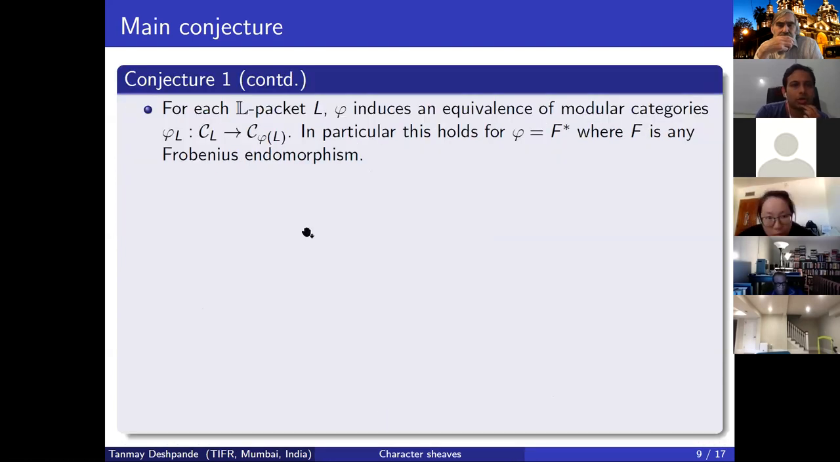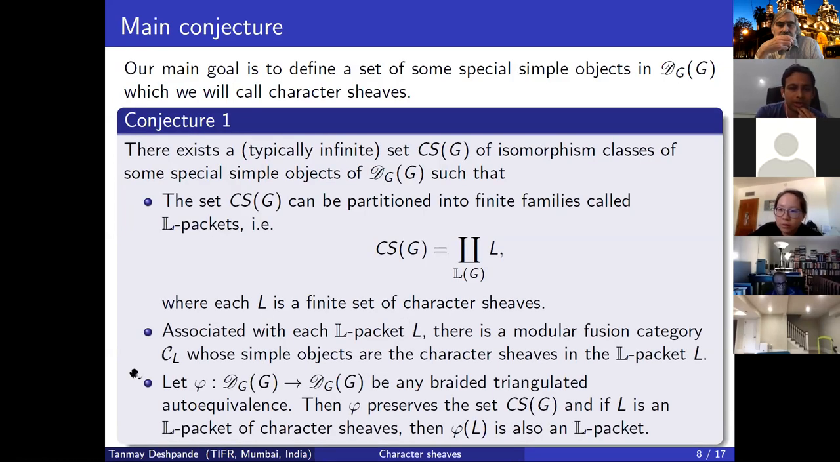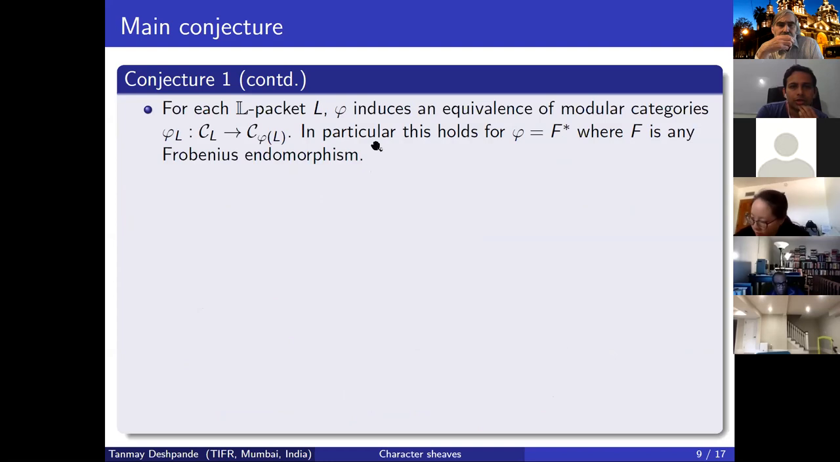autoequivalence. Moreover, for any L-packet, associated with this L-packet, I'm calling the modular fusion category C_L. So moreover, this phi should induce an equivalence of modular categories from C_L to C_phi(L). And in particular, this should hold for pullback by Frobenius, which is the autoequivalence which we are most interested in.